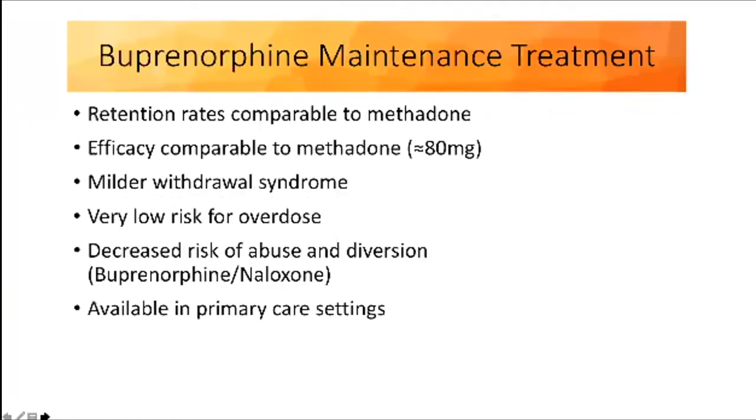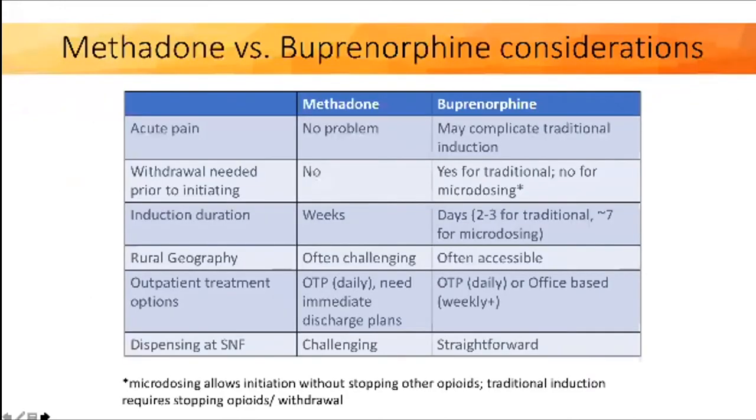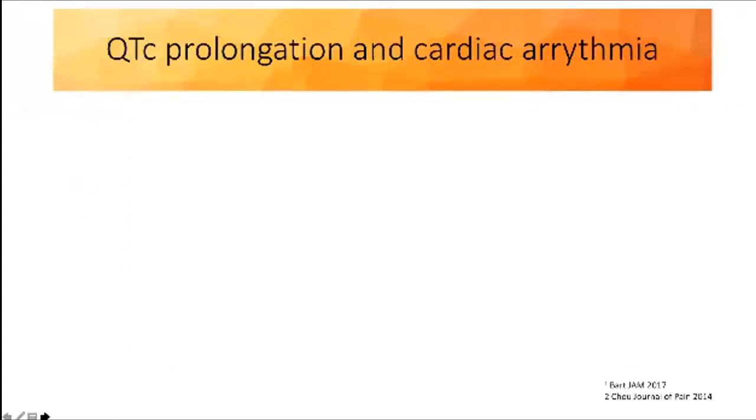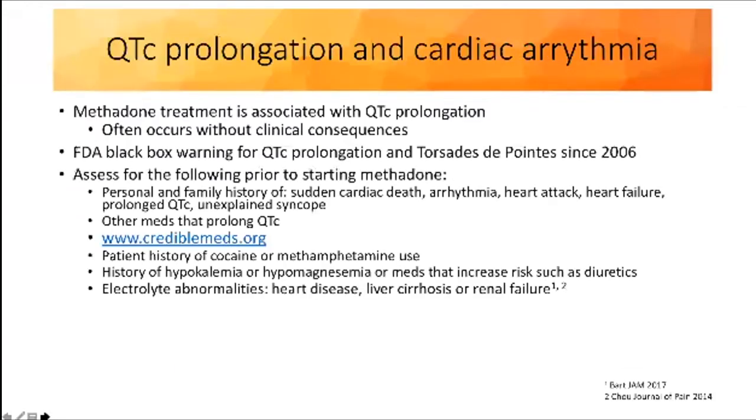With buprenorphine maintenance, the retention rates are comparable to methadone, and efficacy is comparable to the blocking dose of methadone, with milder withdrawal symptoms and very low risk for overdose. There's a decreased risk of abuse and diversion with the combo product, and it's available. Primary care folks can prescribe it, so there's less restriction on who you can refer to. This table shows some of the nuances at discharge, seeing what's available, methadone versus buprenorphine. We'll be sending the slides out if you want to revisit those.